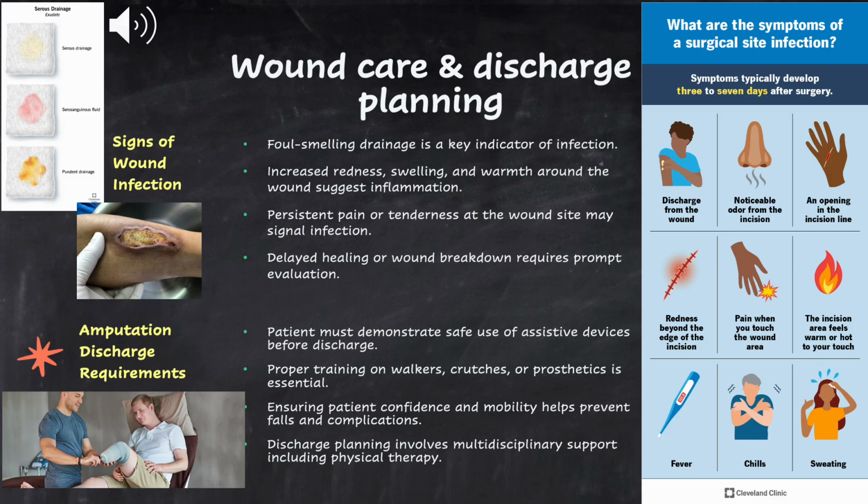Now, let's discuss amputation discharge requirements. Before discharge, the patient must demonstrate safe use of assistive devices. Proper training on walkers, crutches, or prosthetics is essential. Patient confidence and mobility reduce fall risk and improve recovery outcomes. Discharge planning is multidisciplinary, involving nursing, physical therapy, and sometimes occupational therapy. So, on this slide, think infection recognition, patient education, and safe transition home.